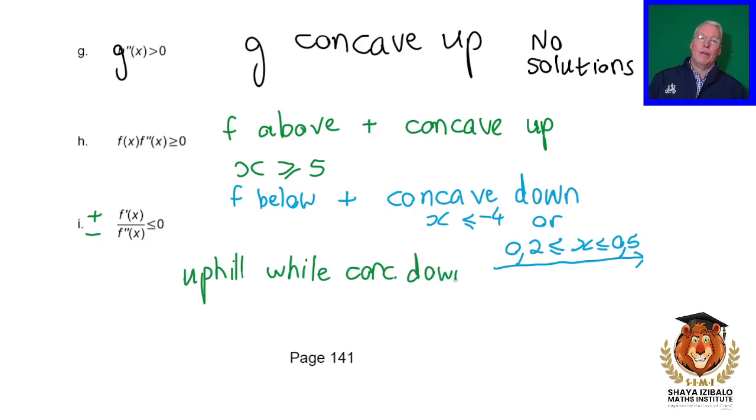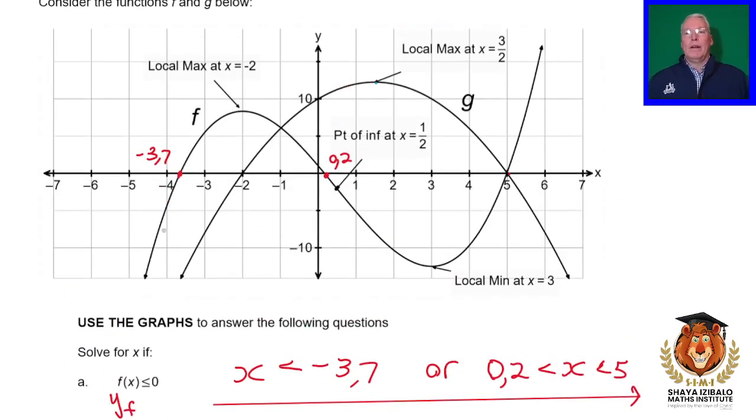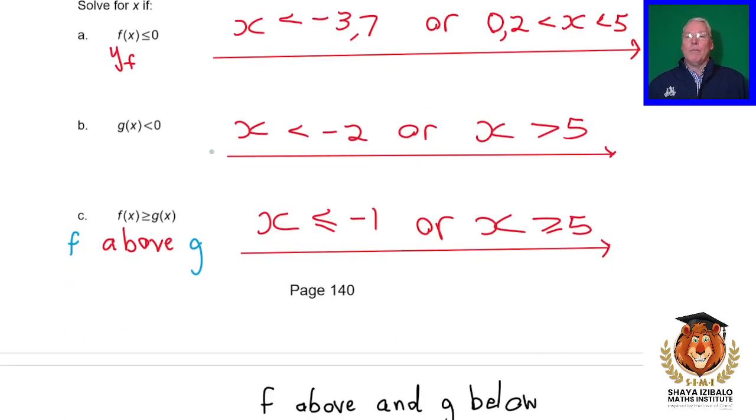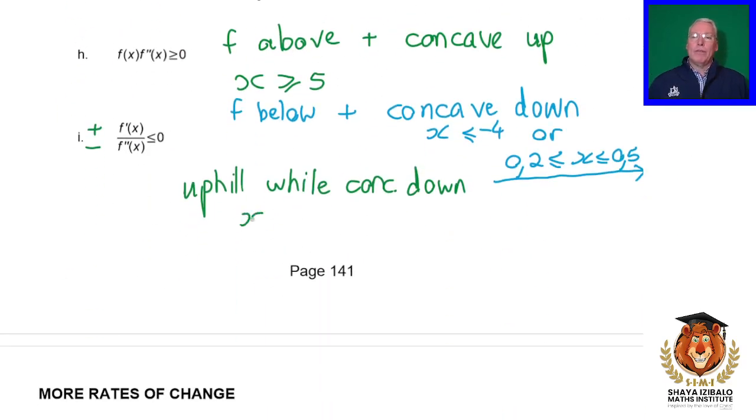Let's go and have a look. Where is f going uphill while it's concave down? Well, it's only concave down up to here, and it's only going uphill up to -2. So x less than or equal to -2.